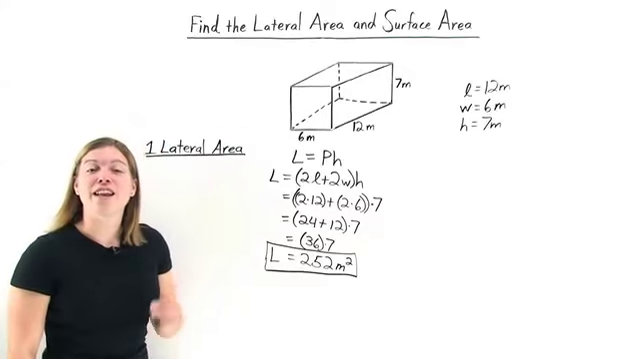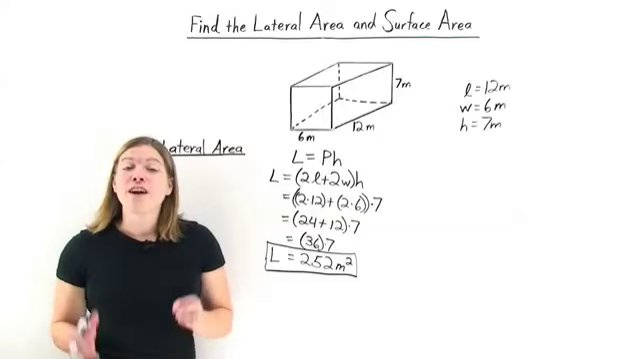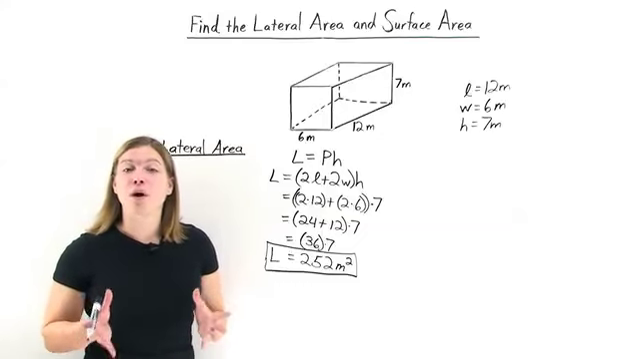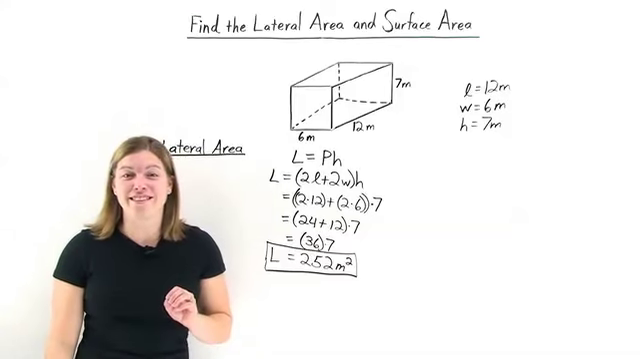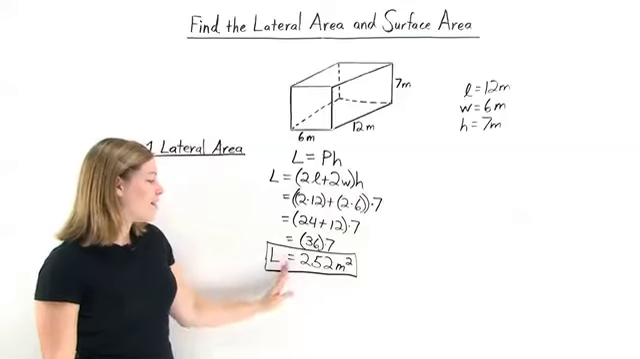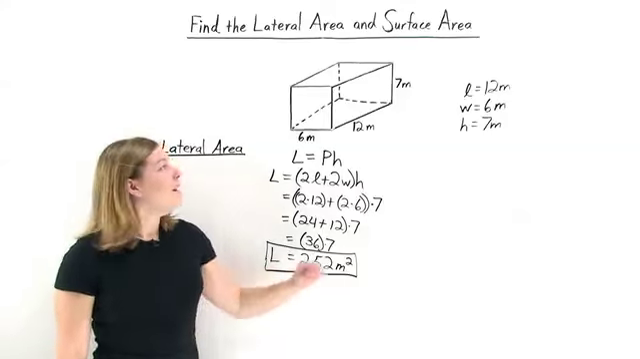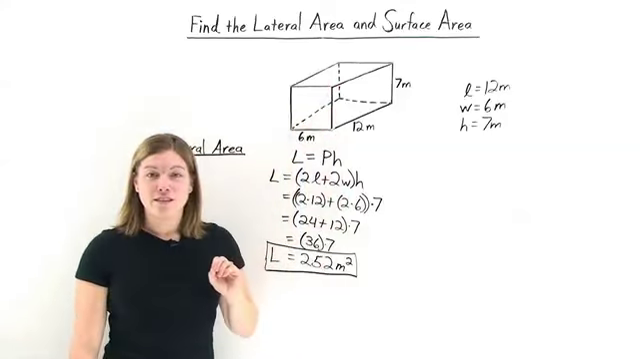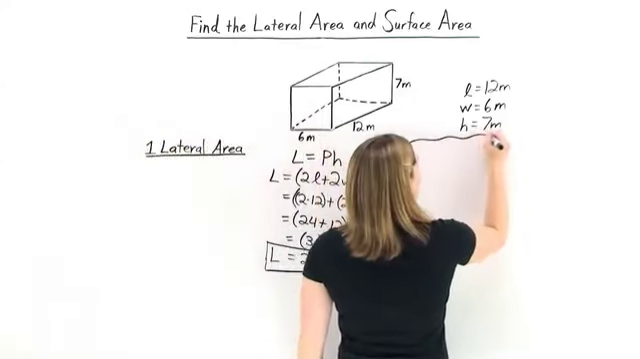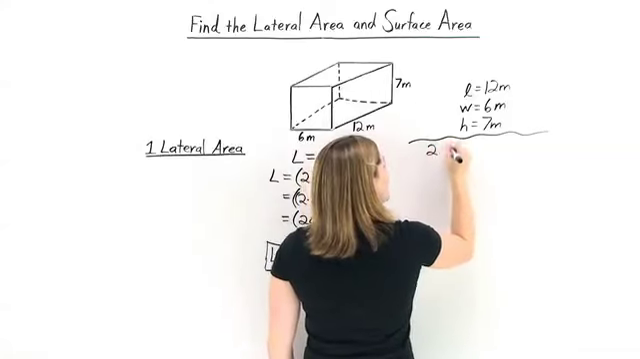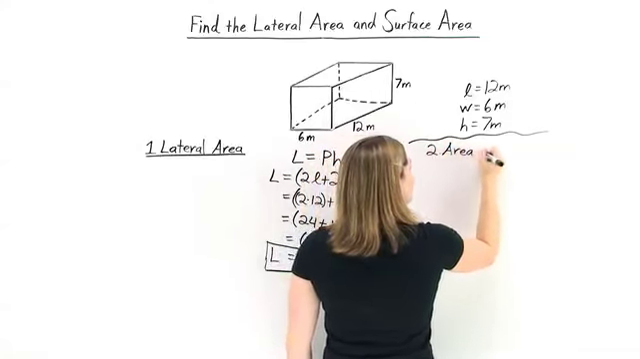Now let's focus on finding the surface area. To find the surface area, we want to sum all of the areas of all of the faces, including the bases. That means we want to take this lateral area and add the area of each of our bases. But we don't know what the area of our bases are. So before we can find the surface area, we need to find the area of our bases.